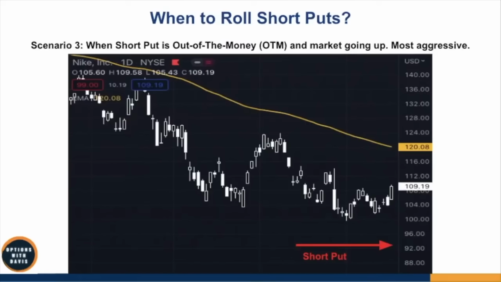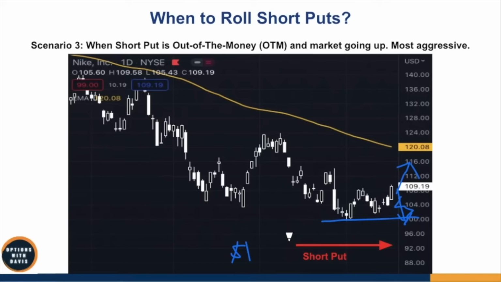The third scenario to roll is when the short put is out of the money and the market is going up. Now this is the most aggressive, and this is also when you feel that you have no chance, or very little chance, for the market to come back down again after that. So for this, you want to try and capture more profit on the short put, right? For example, if you have sold this for $1, and you see that there's a support down here, and maybe the indicators show that it's oversold, you think that instead of this going down, there's a very good chance it could go back up.